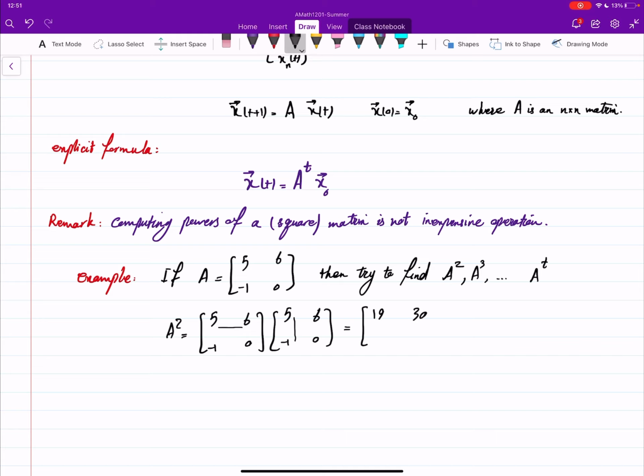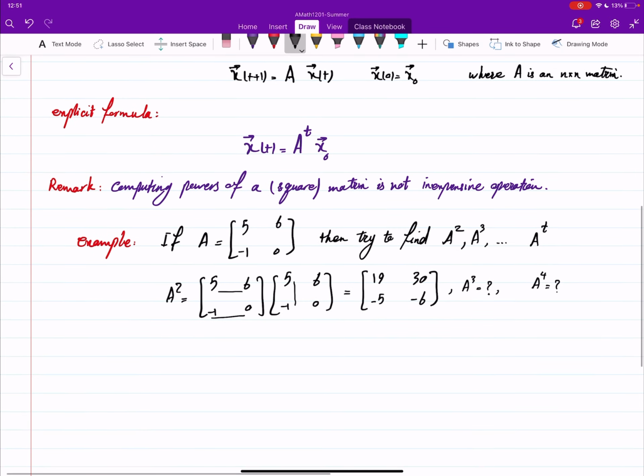5, 6 times 6, 0, that is 30. Negative 1, 0, 5, negative 1 is negative 5 minus 0, and the other one would be negative 6. That's A squared. Well, what about A cubed? So you have to multiply that by A another time. A to the fourth, you have to multiply again.